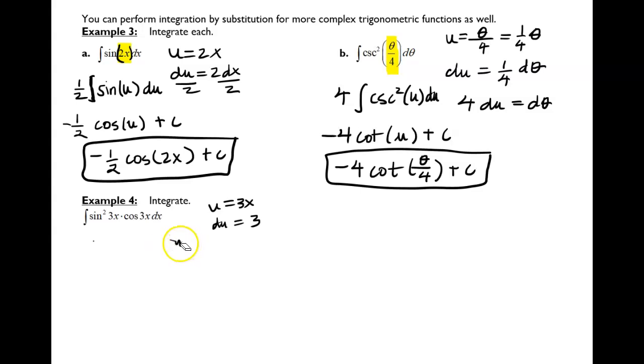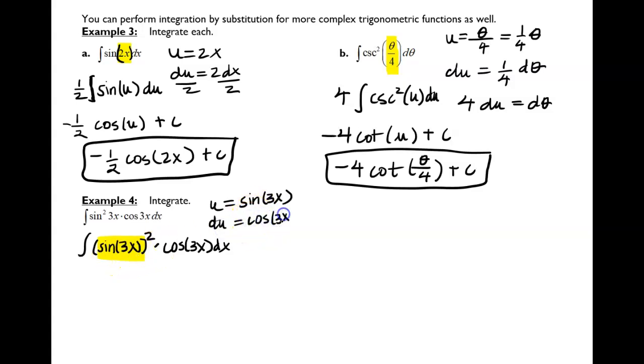You might want to rewrite that sine squared. So think about like when we were taking derivatives, what we would have to do. We would rewrite this as sine of 3x quantity squared times cosine of 3x dx. And so now you might be able to tell your inside function is actually this whole thing, sine of 3x. Because I know then, if that's my u, sine of 3x, the derivative of that is going to involve a cosine. So the derivative of sine of 3x is cosine of 3x times 3 dx.